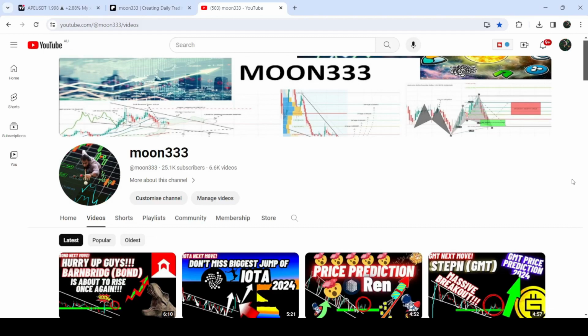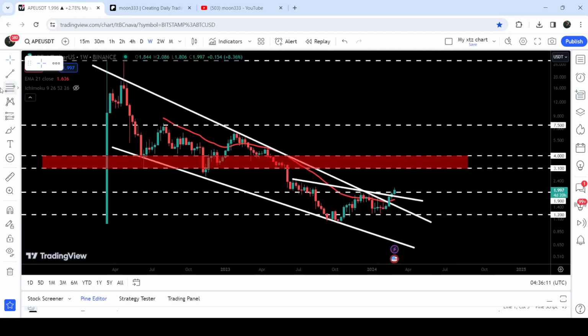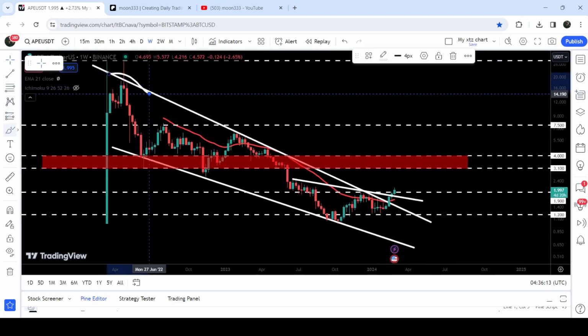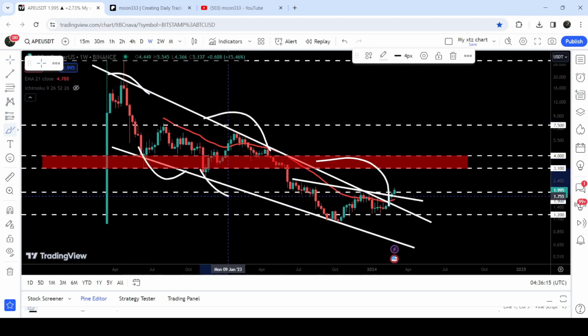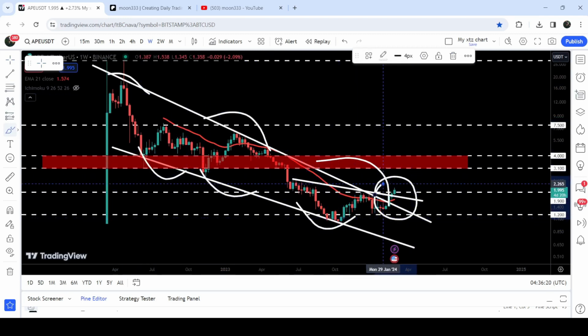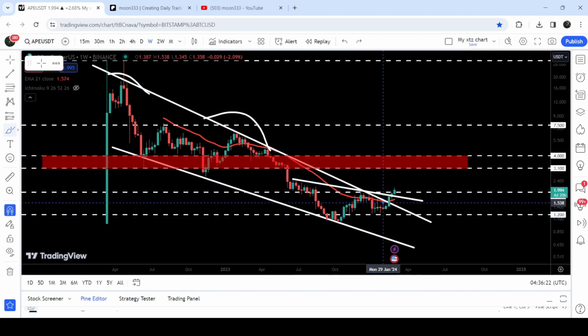Hope you're well and welcome to the new update on ApeCoin. On the 7 days time frame chart, ApeCoin is completely in downtrend. You can see it is forming lower highs and lower lows as well. But this breakout from this falling wedge pattern that has recently happened is a very big turning point for ApeCoin.